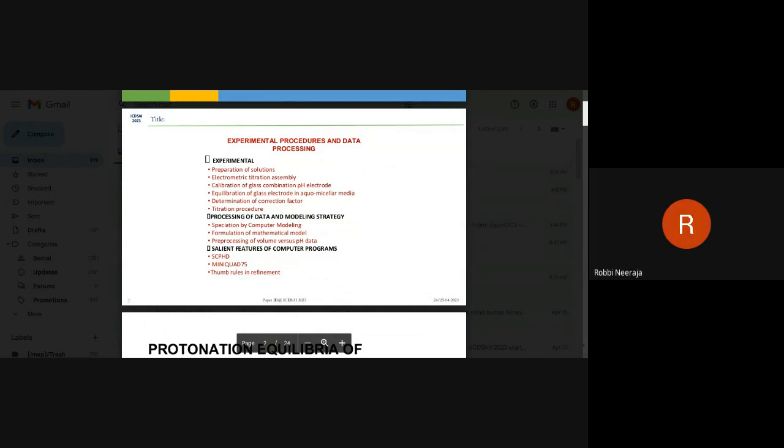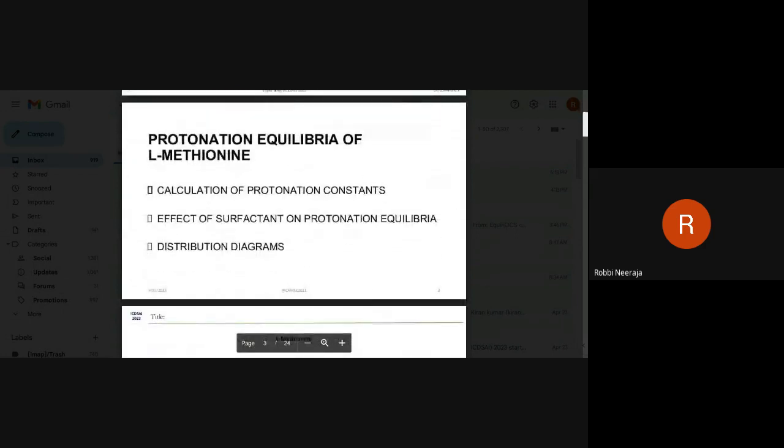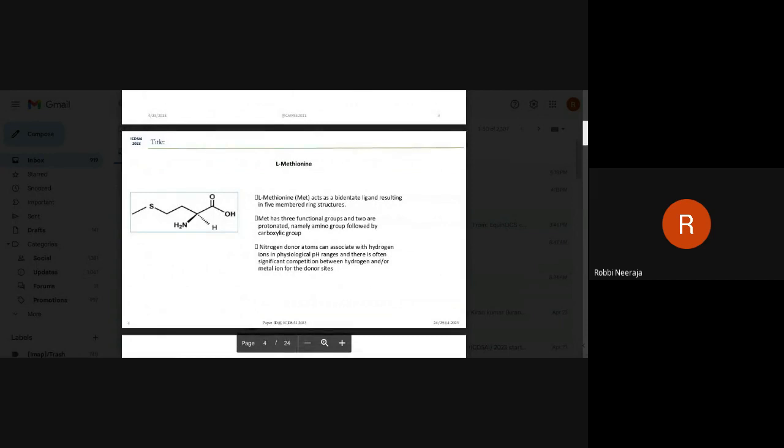Here, our actual aim is to determine the protonation equilibria of L-Methionine, which is a ligand. In this work, we have calculated the protonation constants and how the protonation constants are affected under the influence of surfactant, and we will draw the distribution diagrams also. Now we are selecting the ligand L-Methionine. Here is the structure of L-Methionine.